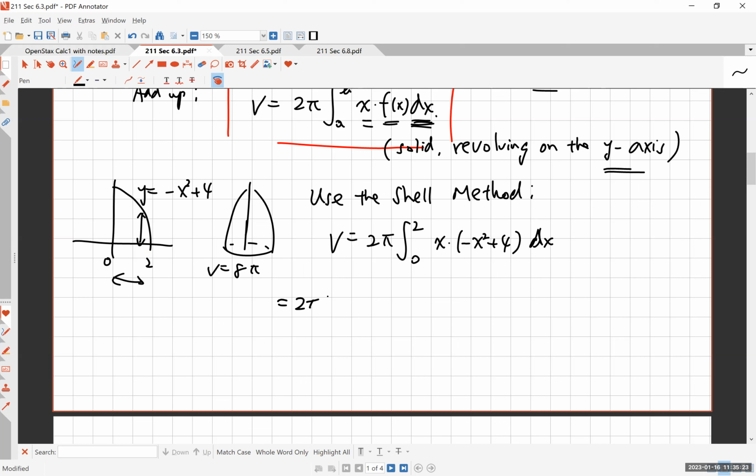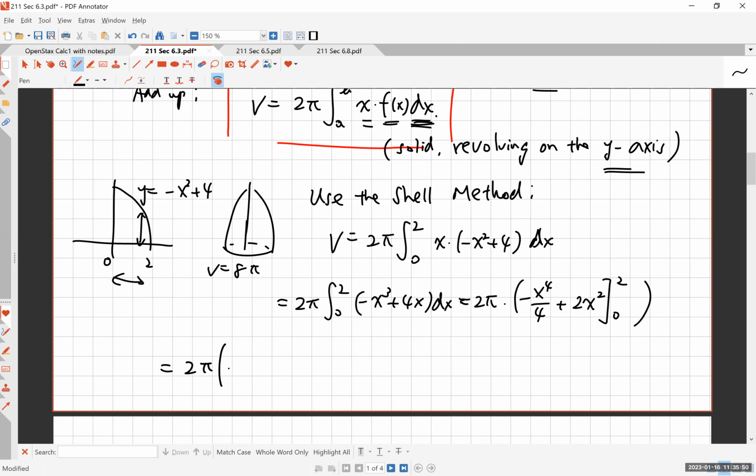So this will be 2 pi times the integral from 0 to 2 of negative x cubed plus 4x. That's what you're integrating. And so that's 2 pi, and then negative x to the 4th divided by 4 plus the antiderivative of 4x, which is 2x squared. You integrate from 0 to 2, and 2 pi is still in front. Negative, now what's 2 to the 4th? That's 16. 16 over 4 is 4. And then 2 squared is 4. 4 times 2 is 8.